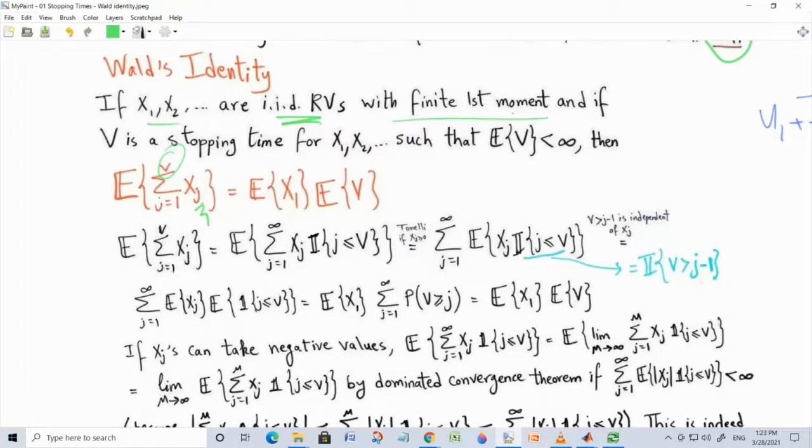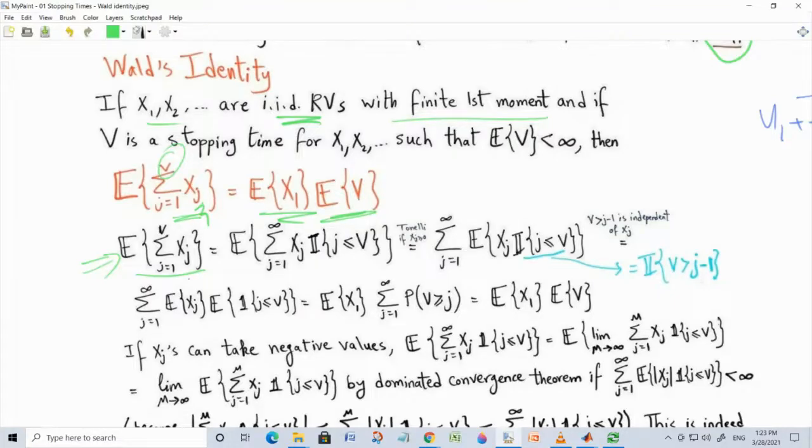We have the inter-arrivals are IID by definition. No renewal process can fail to satisfy this. By definition, the arrivals must be IID. Moreover, at least in this part, we are also assuming that the first moment of the inter-arrival time is finite. So in that case, this expectation is equal to the expectation of X1, in our case the expectation of U1, multiplied by the expectation of this stopping time. Let me just do this for a positive X. It's just one line for positive X's.